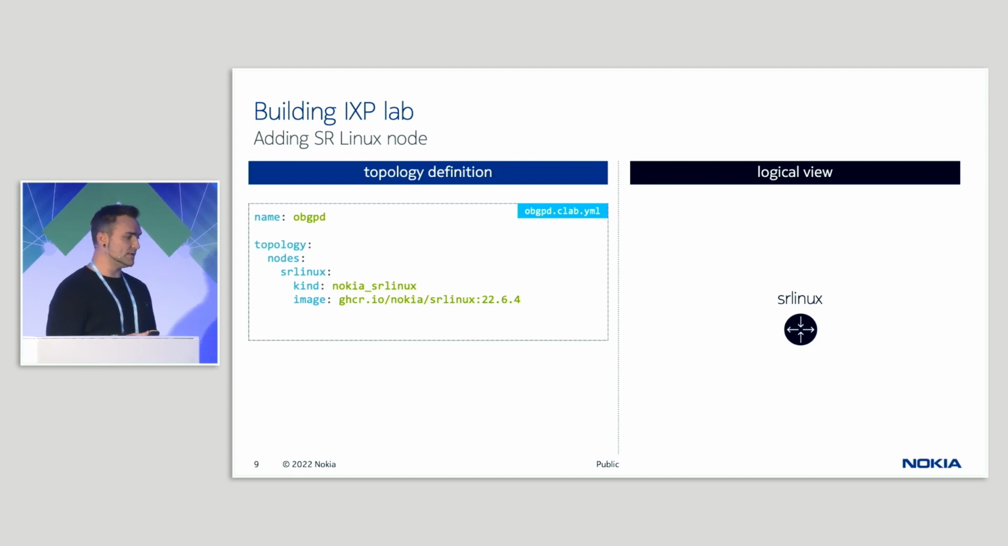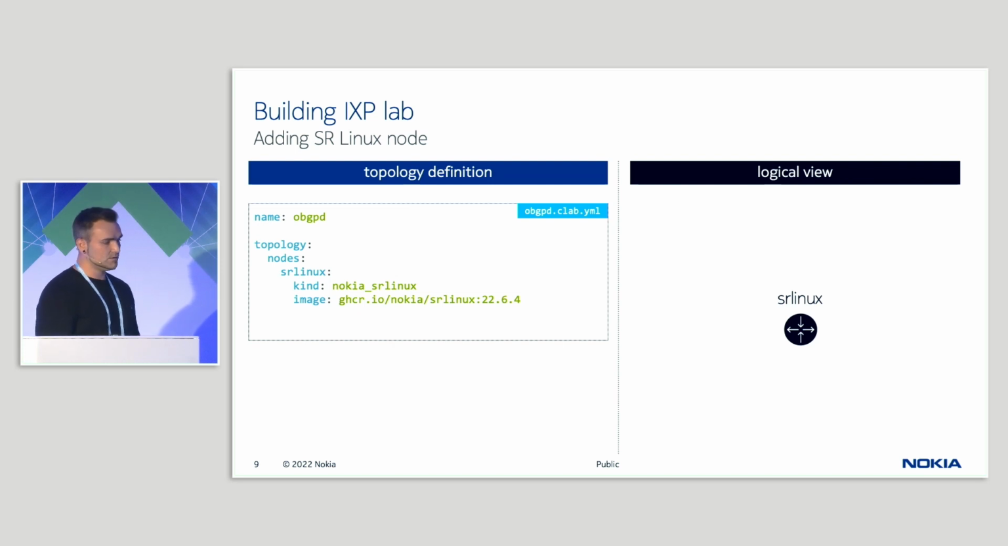Now, let's start writing this file. So first, we need to define a name of the lab. I call it OBGPD here, which is OpenBGPD, a shortened version of it. And then we define our nodes. So we start with the first peering router. That's going to be Nokia SR Linux.